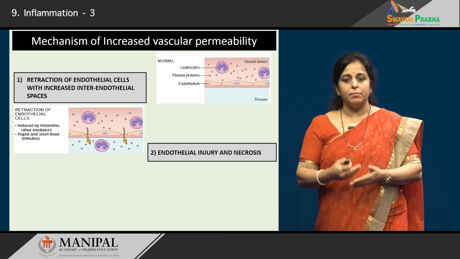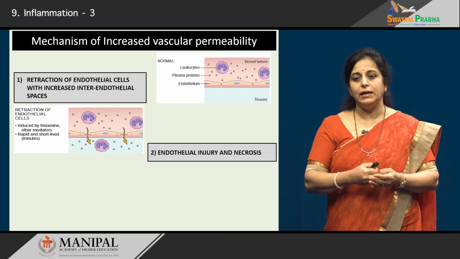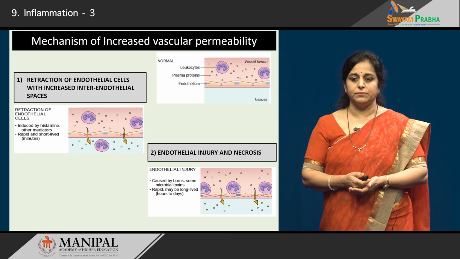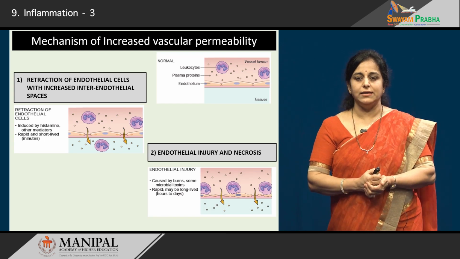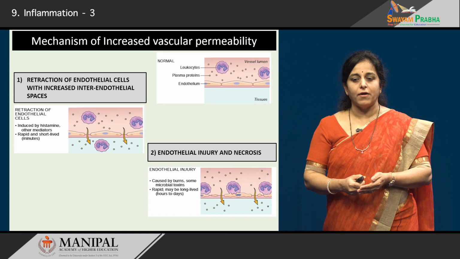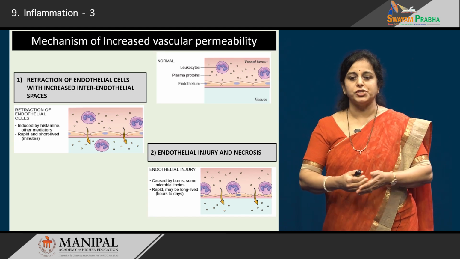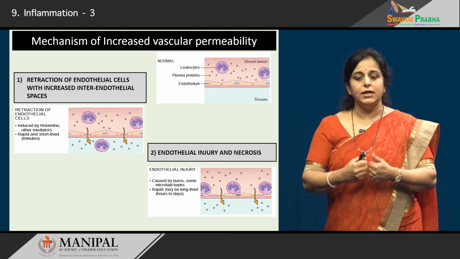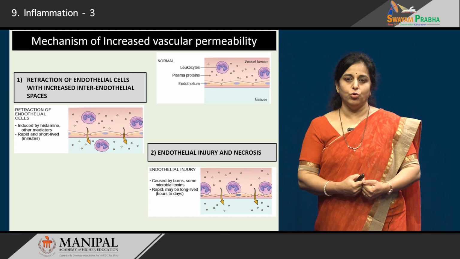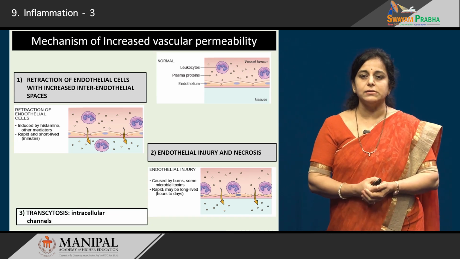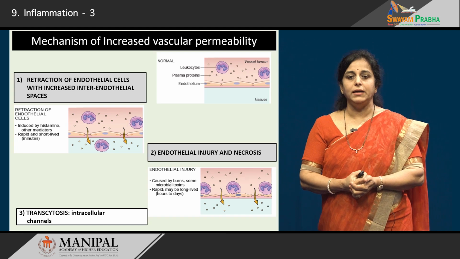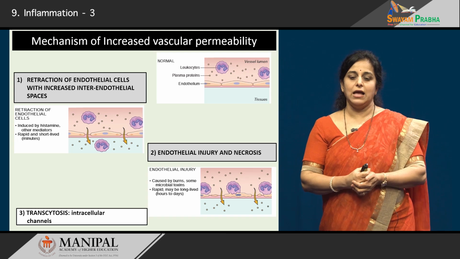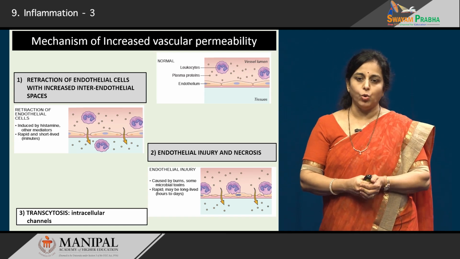What takes over the mechanism of increased vascular permeability later? This occurs because of endothelial injury and necrosis. In this picture you can see the endothelial cells have been injured, because of which there are more gaps between them. This is brought about by the injurious agent itself or the leukocytes. The third mechanism of increased vascular permeability is transcytosis, or the presence of channels in these endothelial cells. However, this mechanism is not well understood.